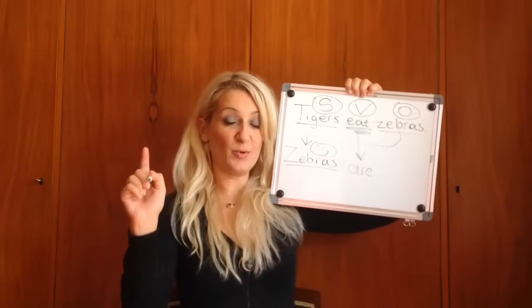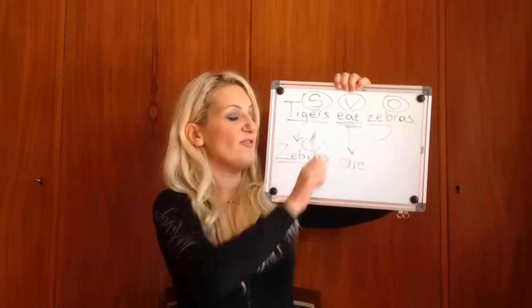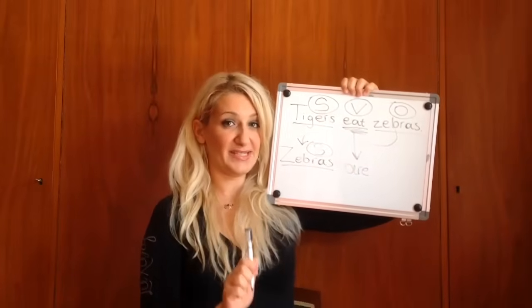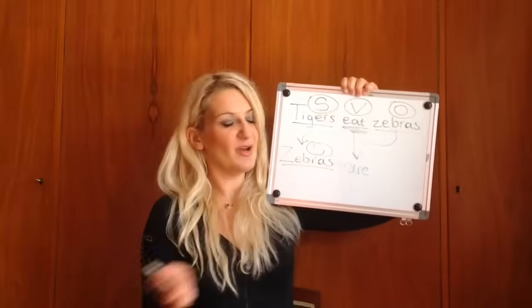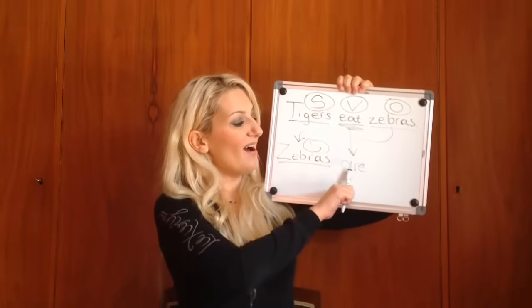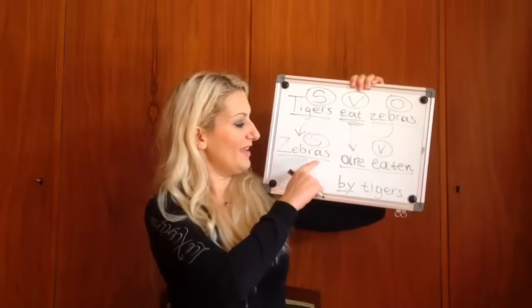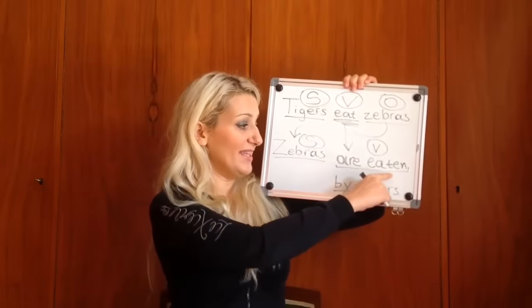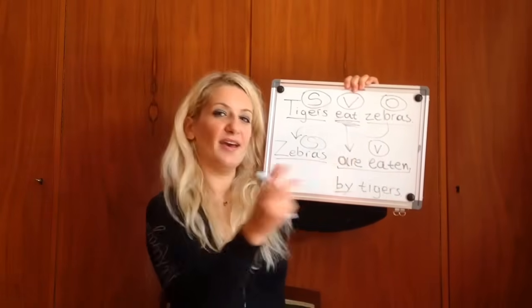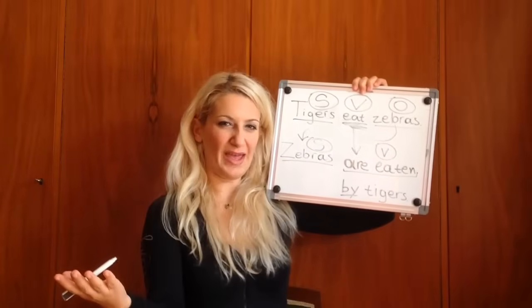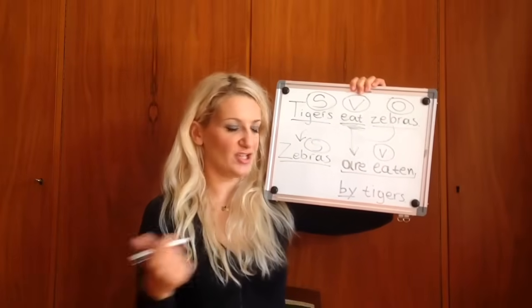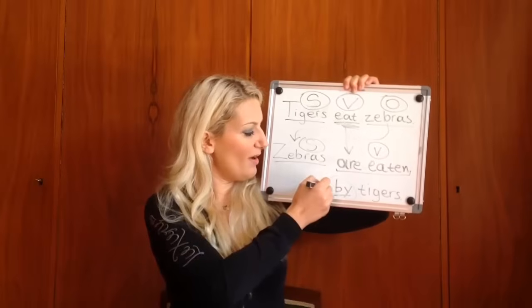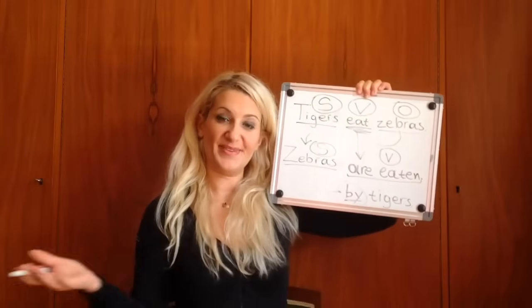And now we add the past participle of the main verb. So we have zebras are eaten. Here we go, our new passive verb, zebras are eaten. By whom? If we want to add this information, who performed the action, we use the preposition by: by tigers. Okay? Now, it wasn't that difficult, was it?